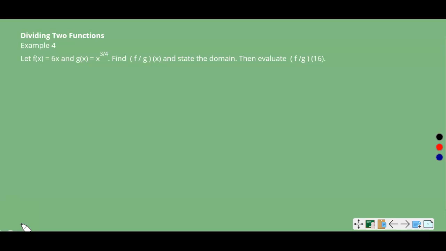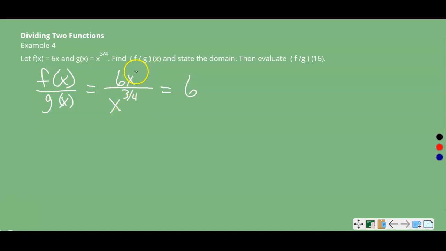All right, so f divided by g, we can rewrite that as f of x divided by g of x. And so we can just write this as 6x, which is f of x, and then x to the 3/4 power underneath. Now remember, properties of exponents says that when you have the same base and you have a quotient, you subtract exponents from top to bottom.